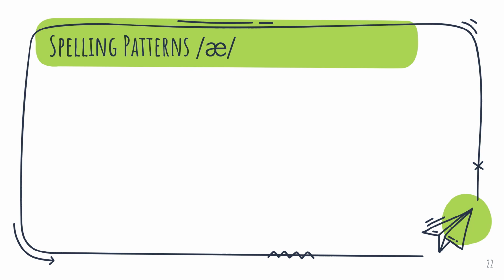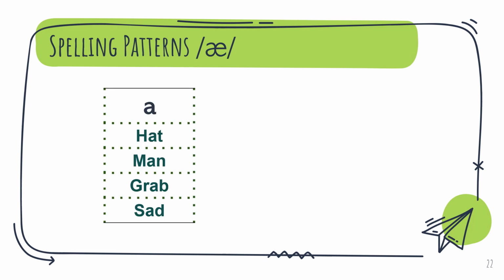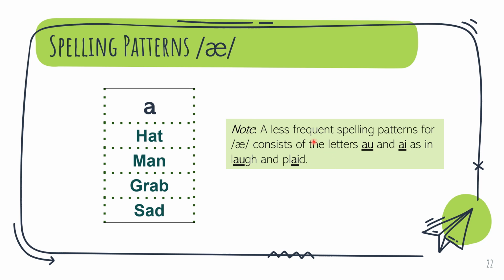We only have one spelling pattern for a, such as hat, man, grab, sat. And there are also some less frequent spelling patterns for this vowel sound. Okay, look at that. Here we have two, such as laugh and plaid.